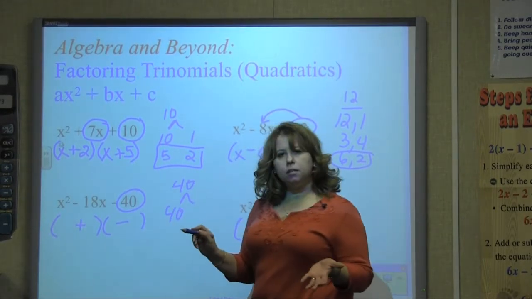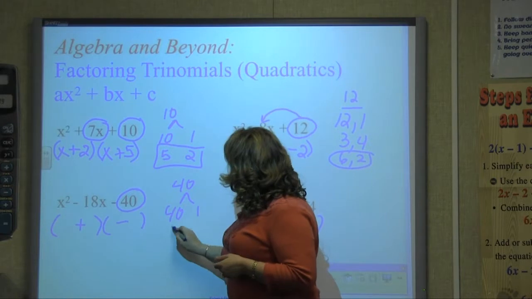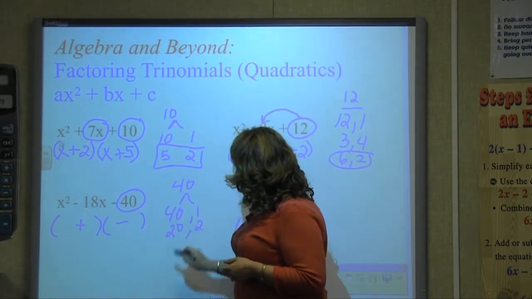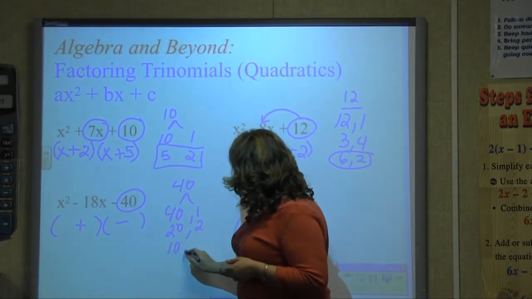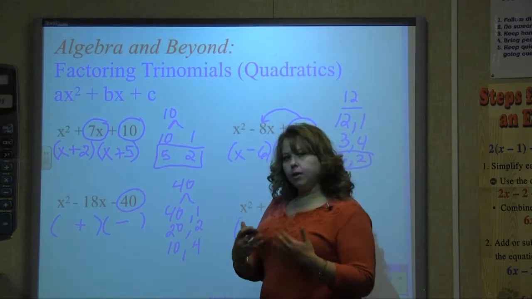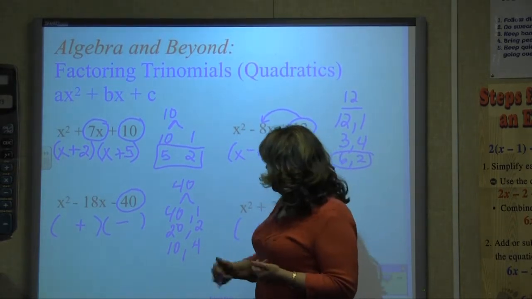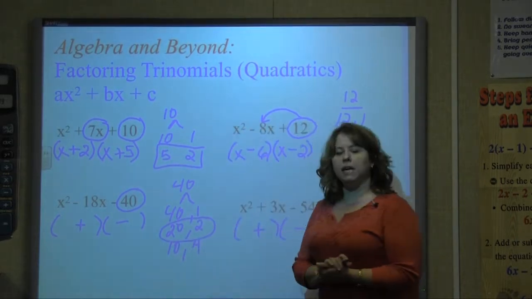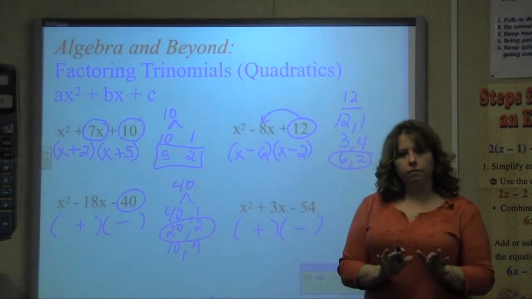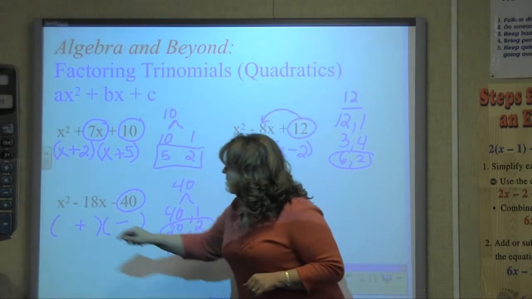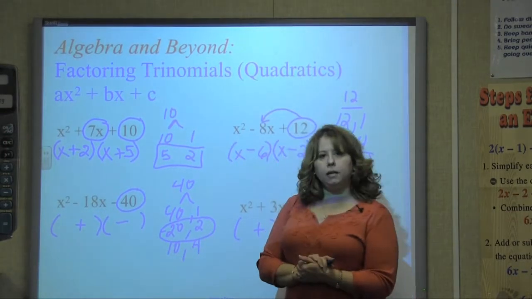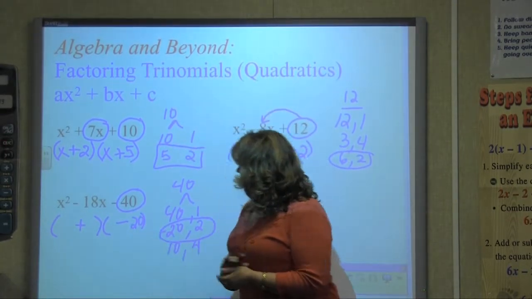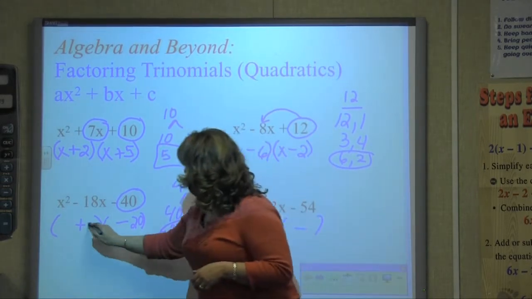So we have lots of things that make 40. You can go down the list, and we're looking for those things that subtract to give me 18. That would be 20 and 2. Subtract to give me 18. Now I want a negative 18. That negative tells me that I need this bigger number to be a negative. So we're going to put the negative with the 20, the positive with the 2.